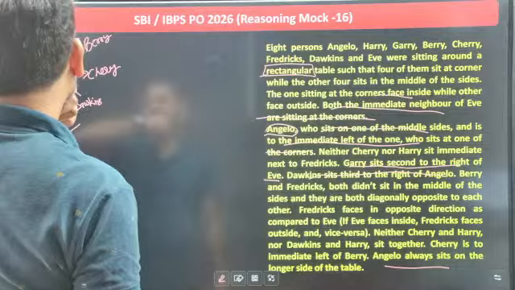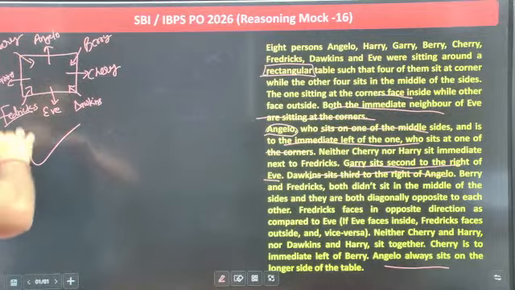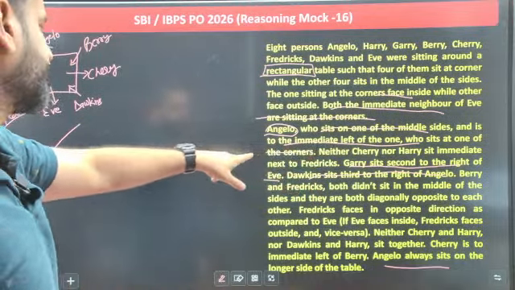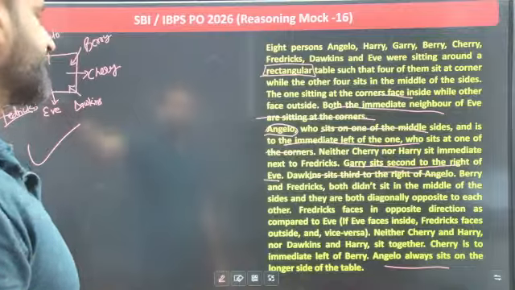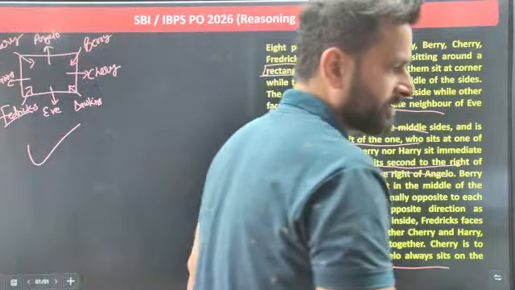Harry. Harry has not been placed yet. Is there any condition given related to Harry? Yes. Neither Cherry nor Harry is immediate next to Frederick. Next to Frederick you do not have Cherry, you do not have Harry. Perfect. This is the correct solution. Give it a try.